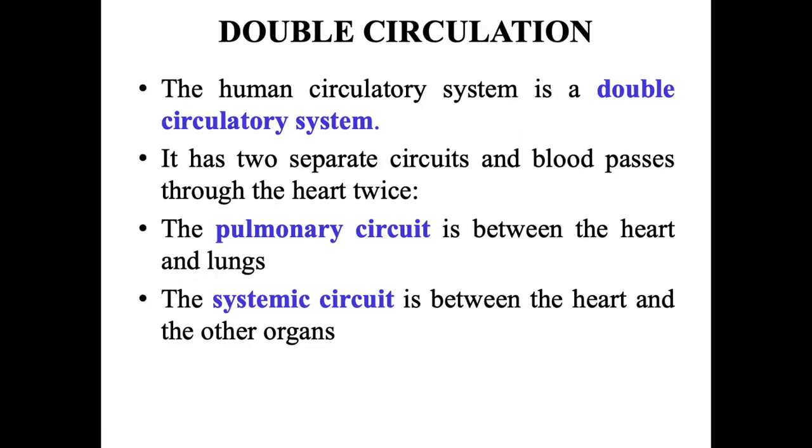The human circulatory system is a double circulatory system. It has two separate circuits and the blood passes through the heart twice. They are the pulmonary circuit and the systemic circuit. In the pulmonary circuit, the blood flows between the heart and the lungs. In the systemic circuit, the blood flows between the heart and the other organs.